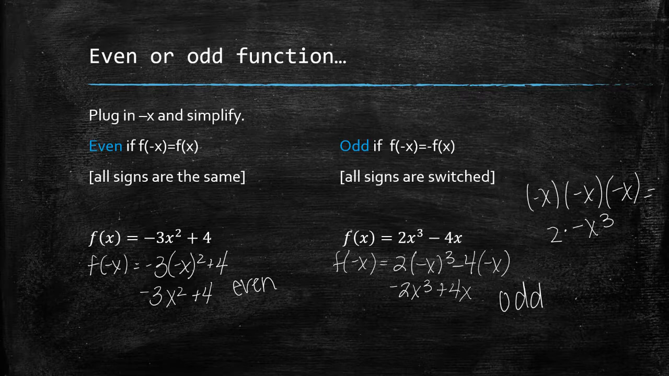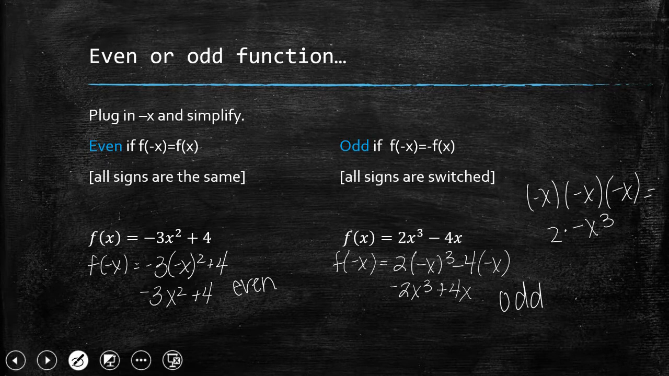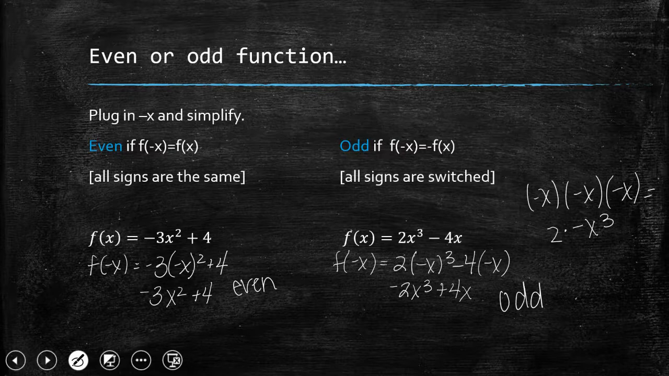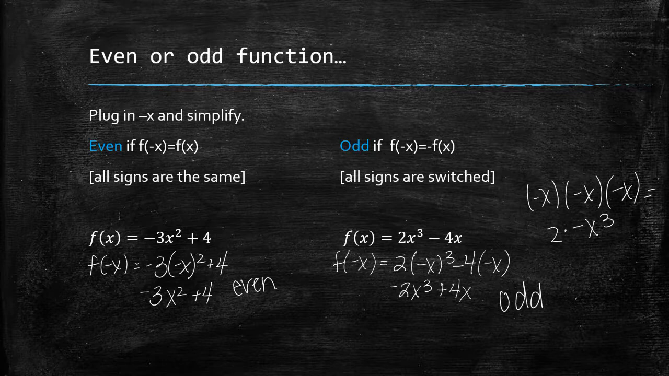Now, if you get it where one of the signs is changed, but one is not, or two of them are not, whatever, then it's neither. Okay, so either the signs are all exactly the same or the signs are all exactly the opposite. That tells you even or odd. If it's not one of those two, then it's a neither. Kind of a helpful hint, look at the exponents. If you have even exponents, it's pretty much going to be an even function. Like if I look back at that last one, I'm going to flip here. Notice that I had a squared and I had a 0. Those are both even exponents. I have an even function.